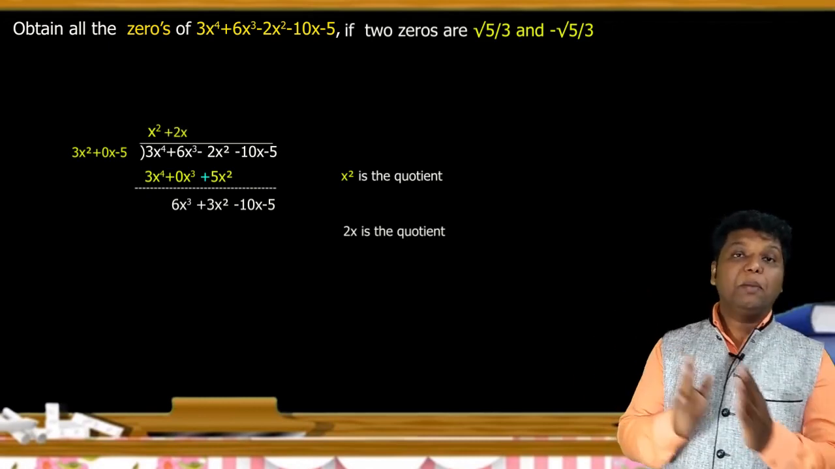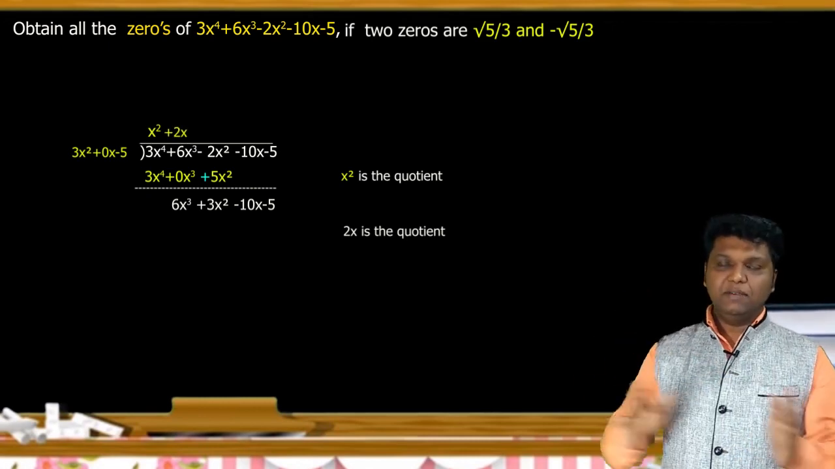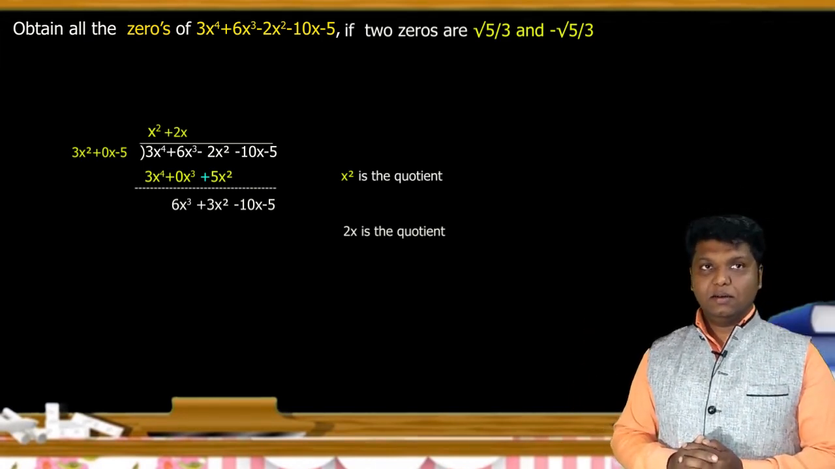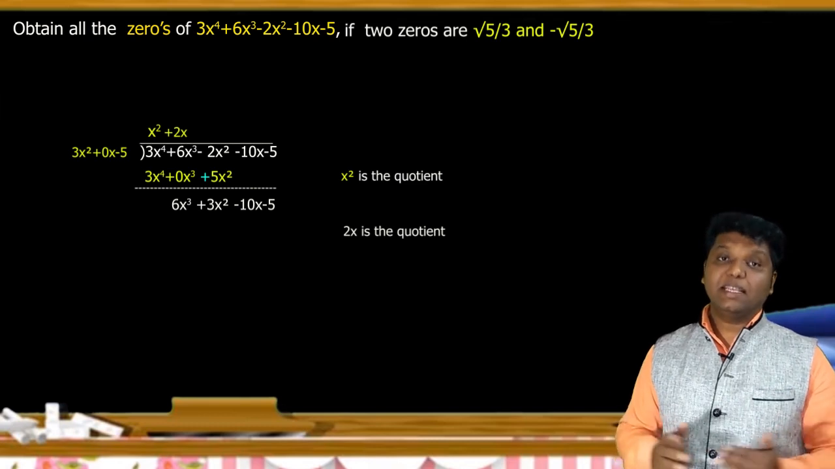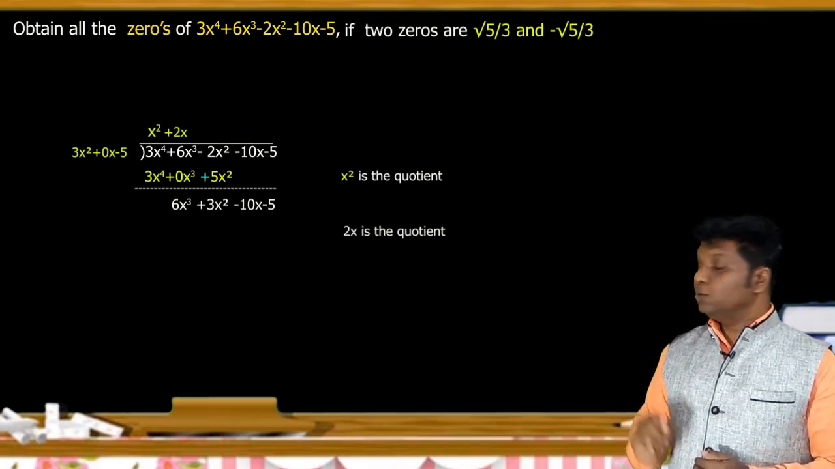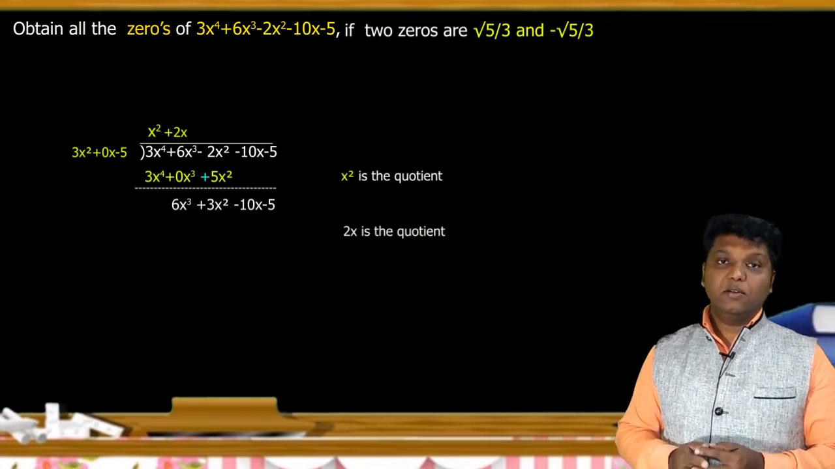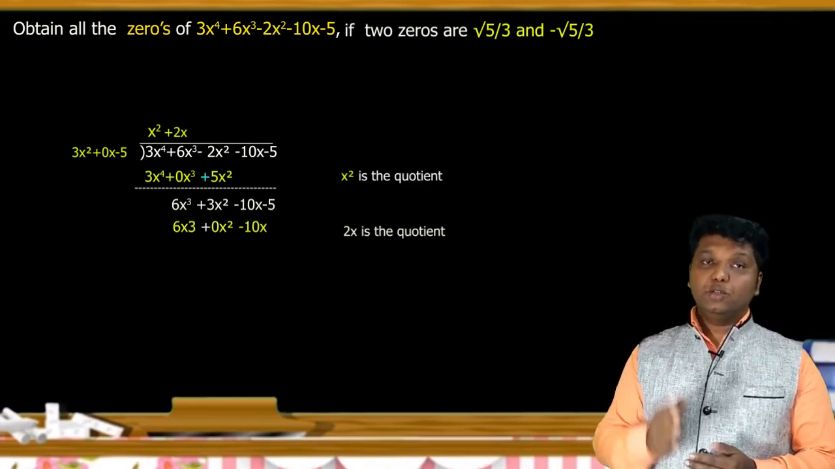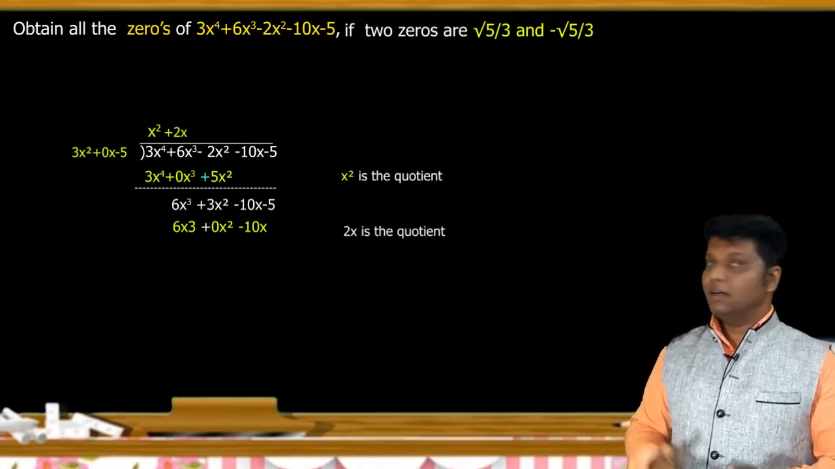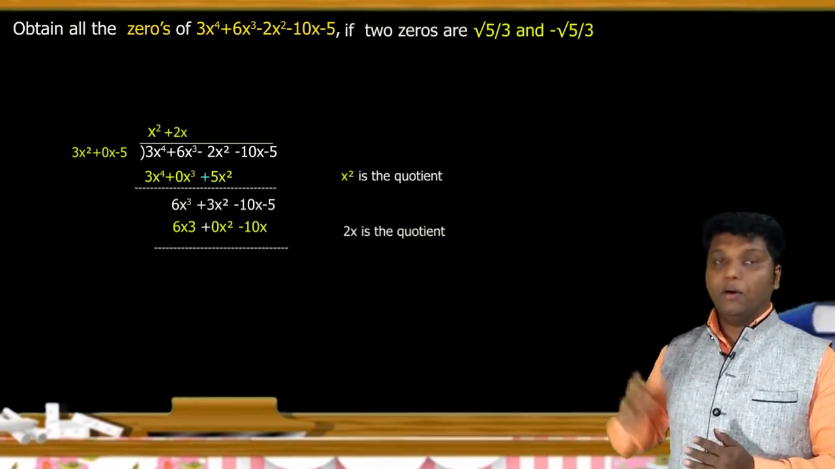Now you have to multiply this plus 2x by the divisor. Plus 2x means 2x into 3x square. 2x into 3x squared, what is it? 6x cube. Plus 2x into 0x, it's 0 itself, so 0x squared. Then 2x into minus 5, what is it? Minus 10x, right? Minus 10x.